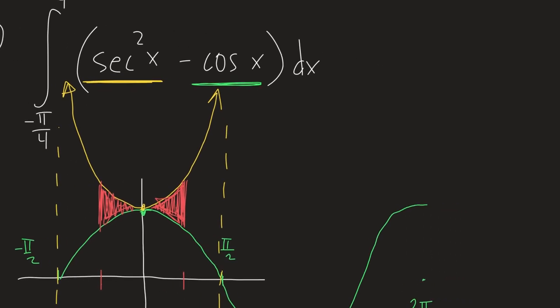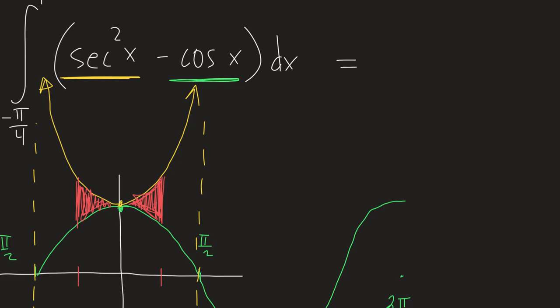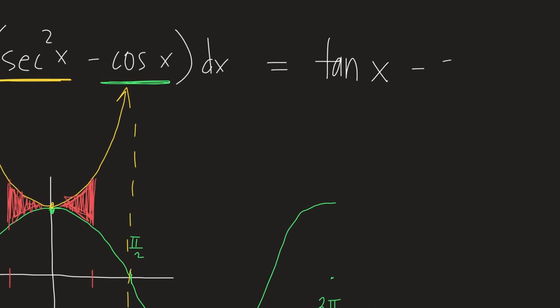So let's take the antiderivative. What is the antiderivative of secant squared? It's just the tangent. And what's the antiderivative of cosine? Well, that's just the sine. Sine's derivative is cosine, so cosine's antiderivative is sine. And we're evaluating this from negative pi over 4 to pi over 4.